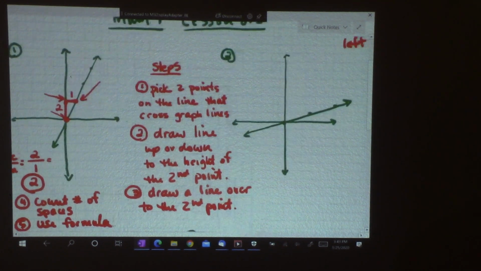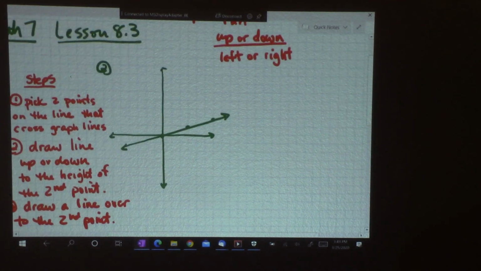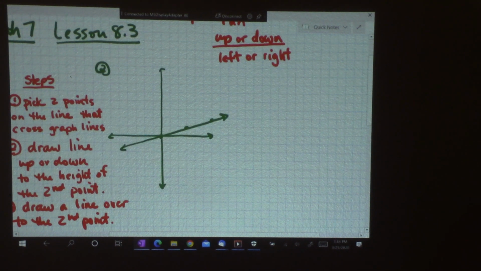Okay, let's go on to number 2 and use our steps. So here's my second line. I'm going to pick 2 points that cross at my graph intersections, right here and right here. See the blue ones? Now I'm going to draw my line. So from here I'm going to go up to the same height as the second point, and then I'm going to go to the right to attach it. I have my little triangle now.